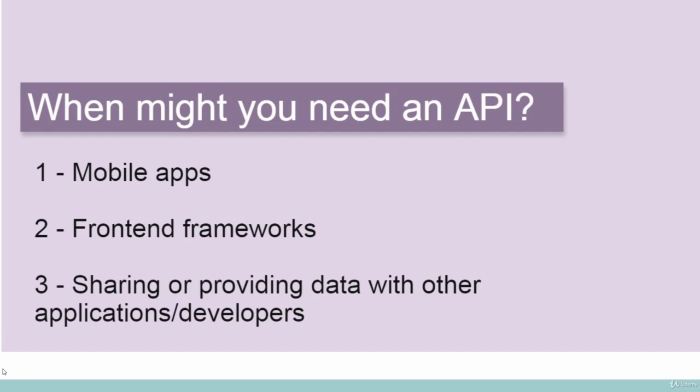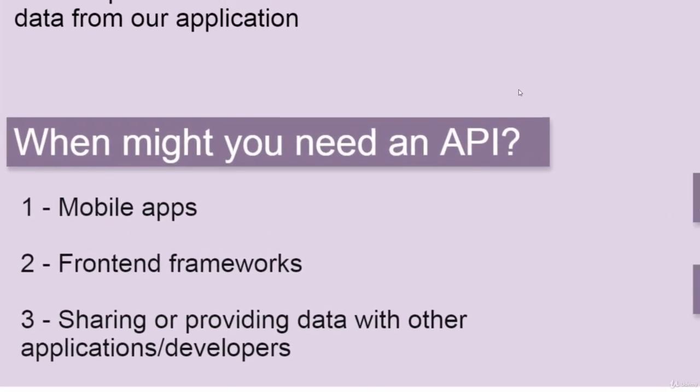I know Twitter has one, and they basically just allow people to see data from their website or from their server without actually touching the database. One website that actually uses the YouTube API is Social Blade. They use Twitter's and a few other platforms. So you can actually see a platform using one of these APIs. So mobile apps might require one, a front-end framework might, and so might sharing and providing data with other developers. You can also use it in your own application.